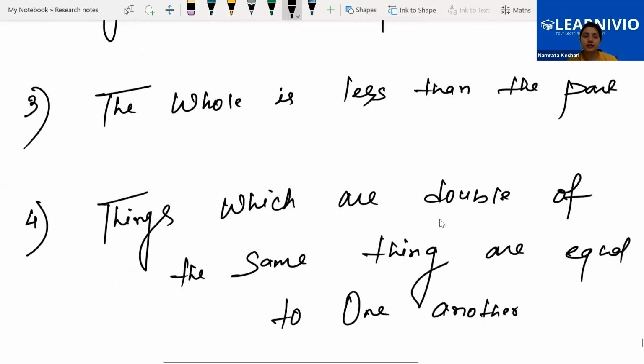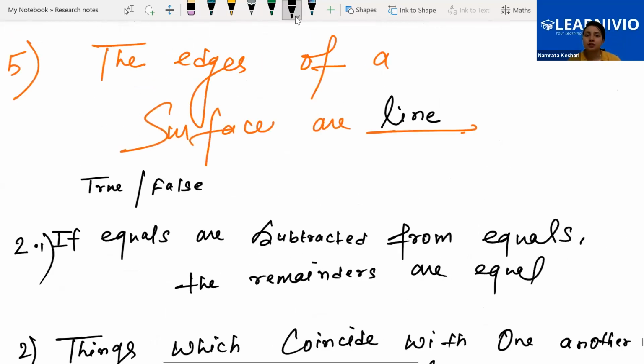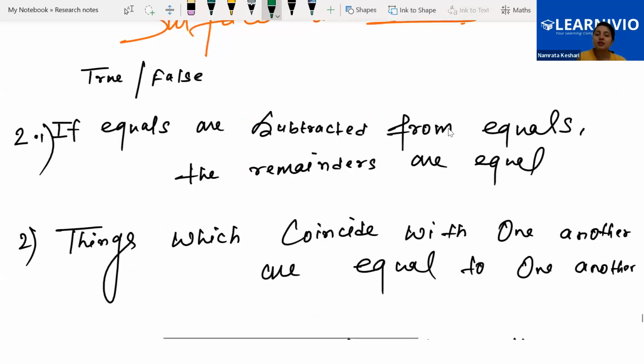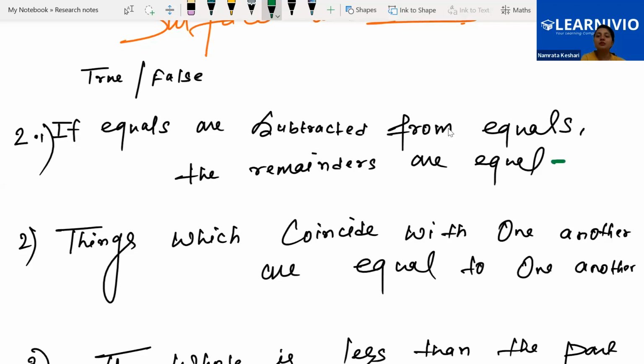Let's see what exactly is there. First one, I'm reading it. We need to read the statement carefully, then we will decide whether the given statement is true or false, okay? If equals are subtracted from equals, the remainders are equal. Is it true? Yes, ma'am. True. Yes, it is true. If already two things are equal and you are subtracting equals from both of them, then the remaining part will be equal. Yes, the statement is true.